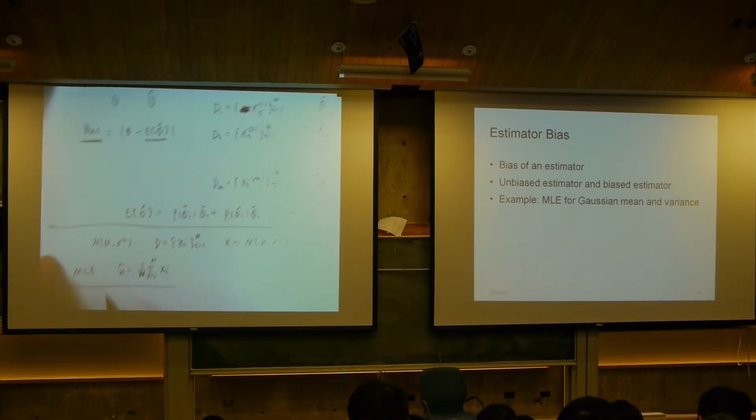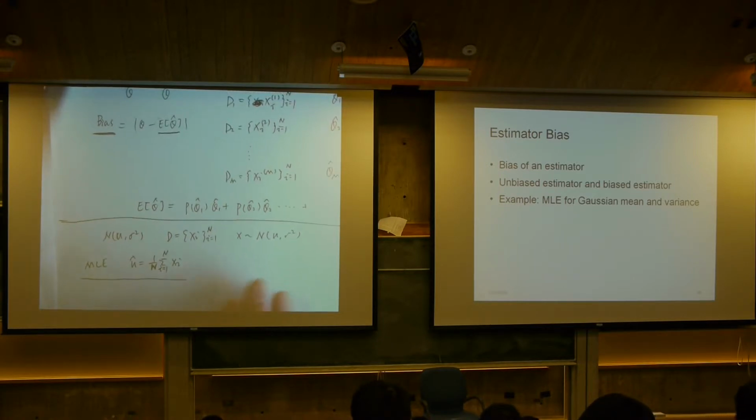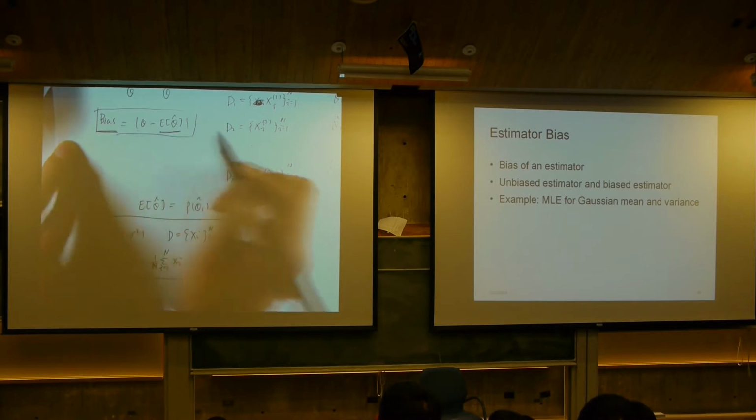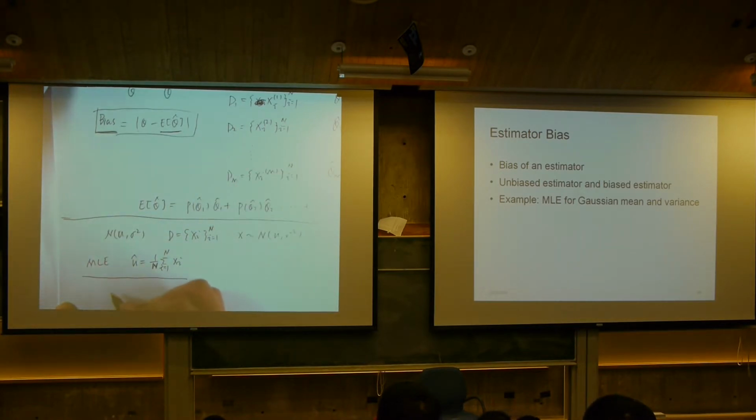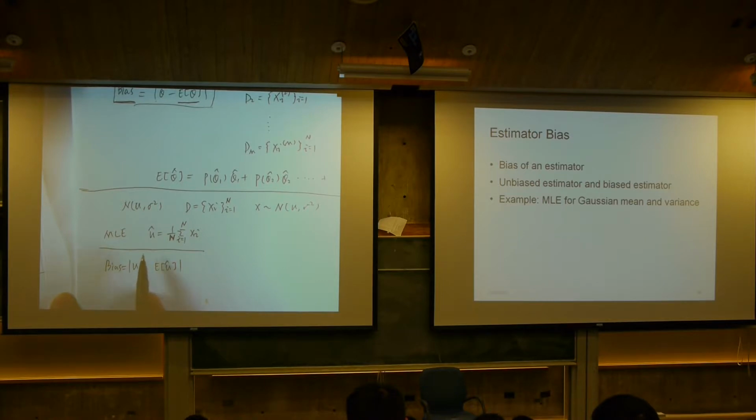Let's check whether this estimator mu hat is biased or not. By the definition of a biased estimator, we need to compute this bias term. So it is mu minus expectation of mu hat. This is the bias term. We are going to check it. If it is 0, we say this estimator mu hat is unbiased. Otherwise, it is biased.